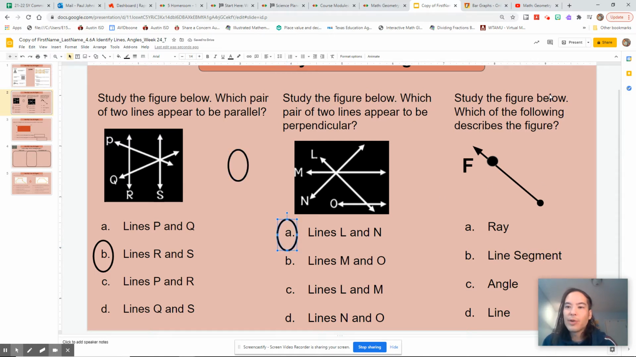All right, study the figure below. Which of the following describes the figure? Remember, if it starts in one place and then goes on forever, we have a dot on this side and an arrow on this side. Think about the sun and drawing pictures of the sun when you were little. What were those lines that came off the sun? They started at the sun and then they came off the sun. Yeah, sun ray. All right, so a ray is a line that starts on one side at a definite point and then goes on forever with the arrow in the opposite direction.